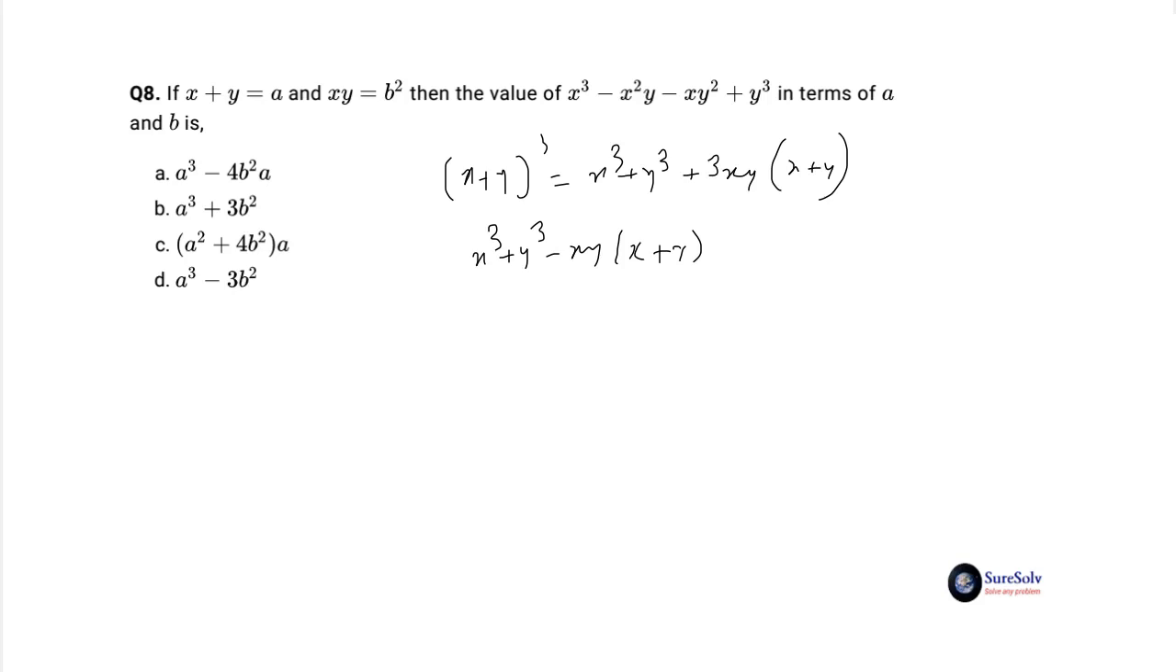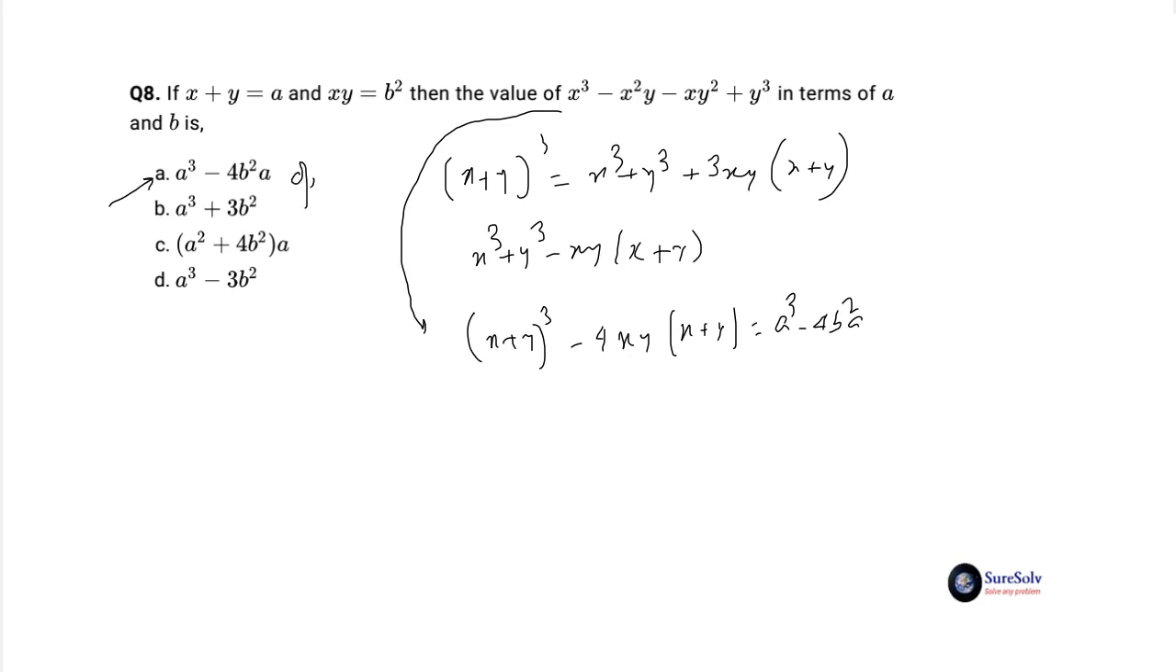So direct expression value is (x plus y) whole cube minus 4xy multiplied by (x plus y) equal to a cube minus 4b square a. Answer, option A cube minus 4b square a. Let's solve the next question.